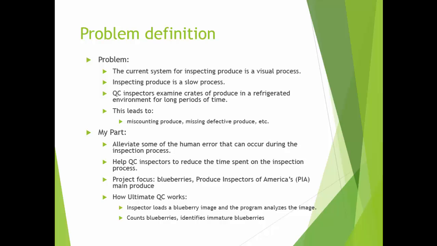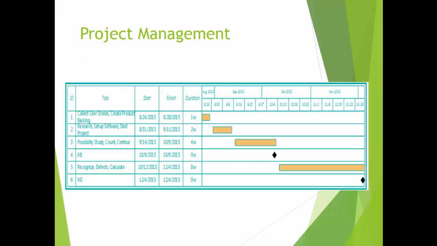Produce Inspectors of America's main produce is blueberries, so this project focuses on that. The way Ultimate QC works is the inspector loads a blueberry image and the program counts the blueberries and detects immature blueberries. I spent the first half of this semester developing the Count Blueberries program and the remainder working on the blueberry recognition and the immature blueberry programs.